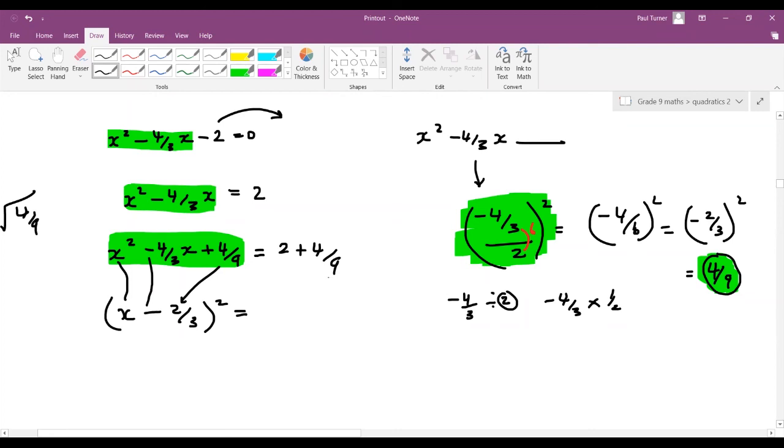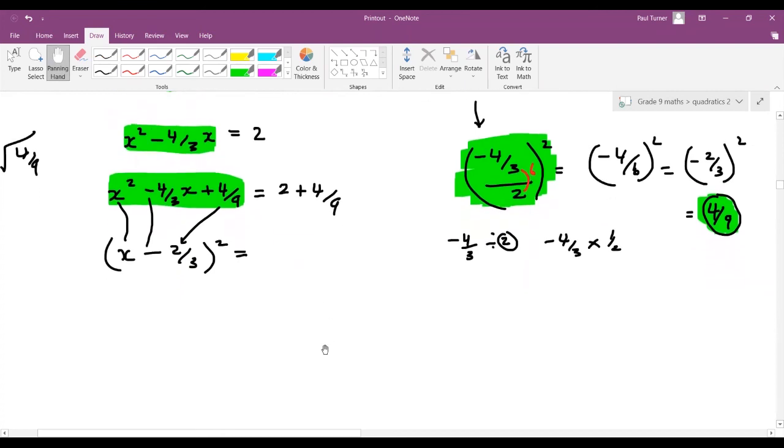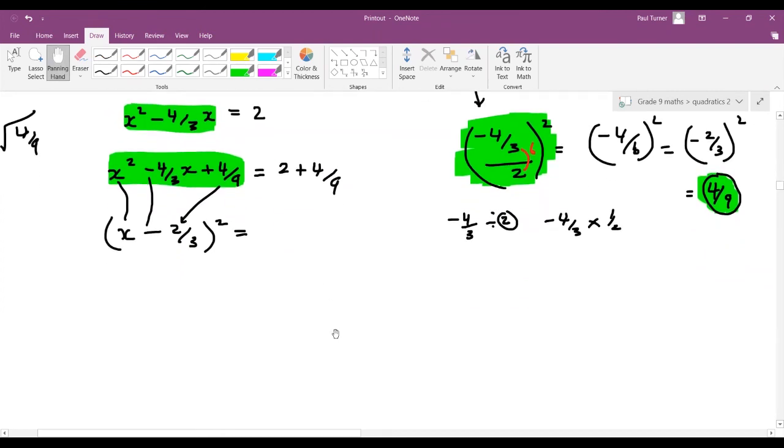And 2 plus 4 on 9, if you don't have a calculator in a Thai exam, if some of you are going to Thai schools next year, a lot maybe, you need to do this without a calculator. So 2 plus 4 on 9, I would write that as 18 on 9, which is 2, isn't it? Plus 4 on 9. So now I have a common denominator. So x minus 2 on 3 squared equals 22 on 9.